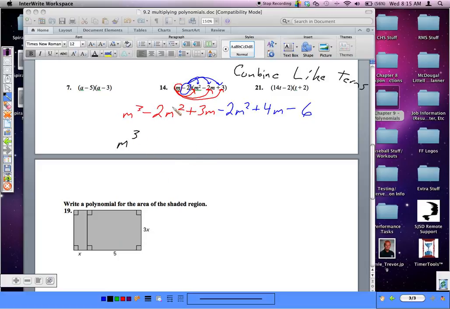After the exponent of 3 comes the exponent of 2. Here's one that has an exponent of 2. Here's another that has an exponent of 2. When I combine them, what do they equal? 0. If this were positive, it would. Negative 4m squared.